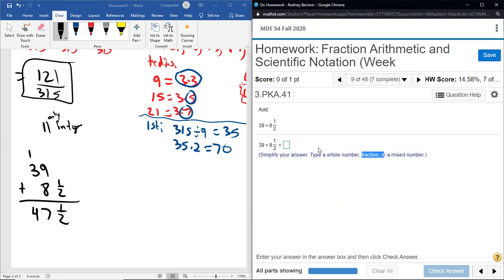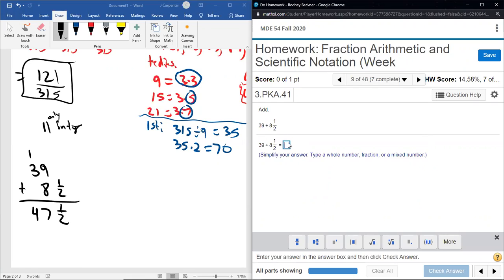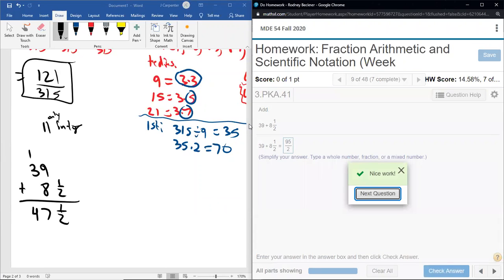Although they did also say fraction, so maybe they would take whatever that is converted: 47 times 2, and then add the 1. 47 times 2 is 94, so 95 halves. I absolutely know 47.5 is correct. I want to see if they'll take the other one, which again would be 95 halves. Let's see if they'll take it. Me personally, I wouldn't do this because they gave me mixed numbers. We should probably keep the answer as mixed numbers, but maybe you're just a little wacky, and they gave us credit for it either way.